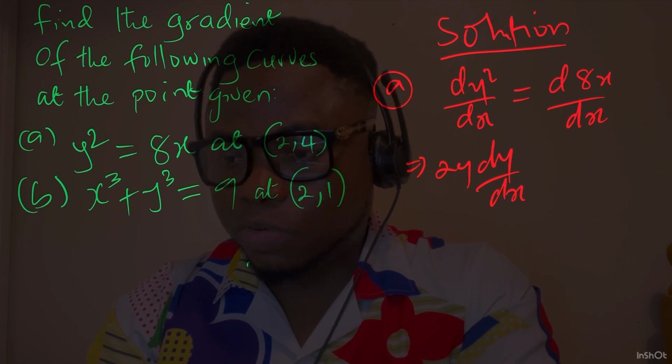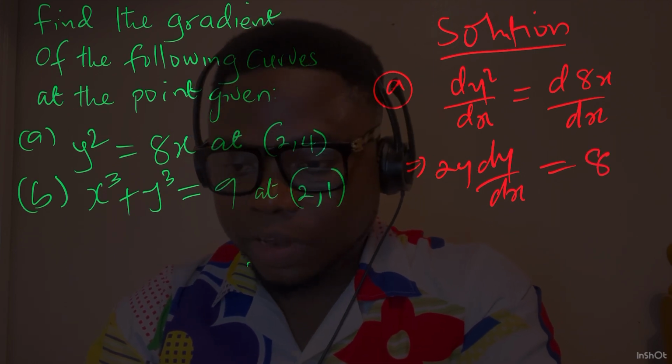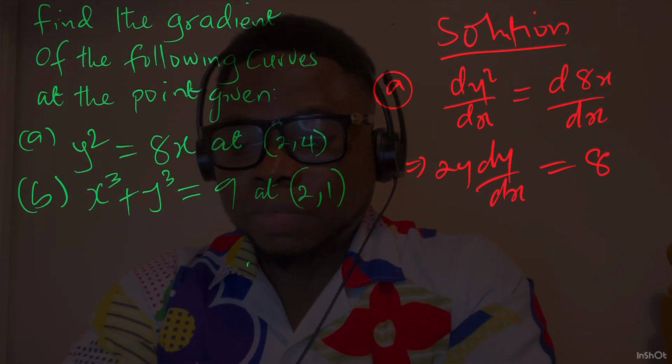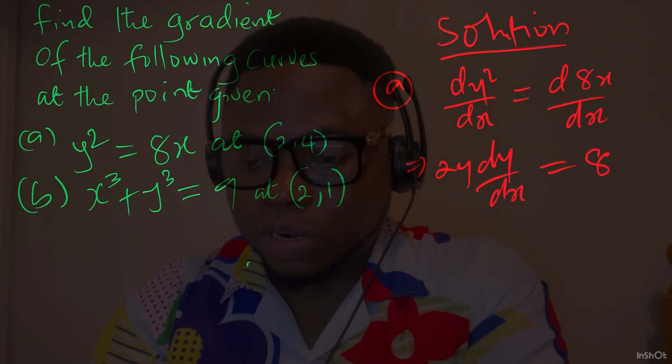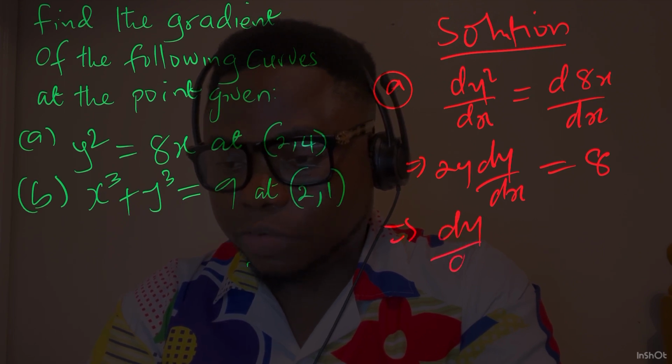So it's equal to differentiating 8x, which is going to give me 8. So in this case, for me to get the value of dy over dx, I'm going to make it the subject of the formula, dividing across with its coefficient, which is 2y. So that is, dy over dx is equal to 8 over 2y.